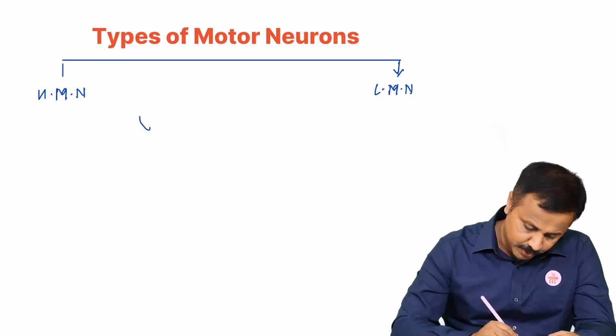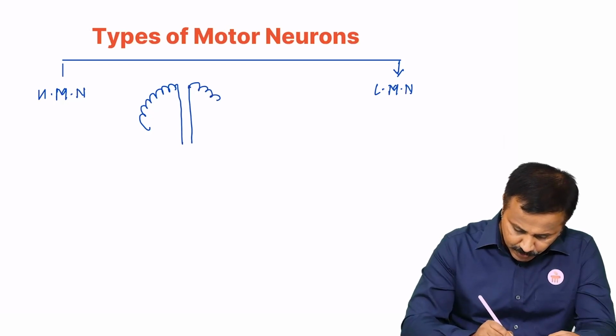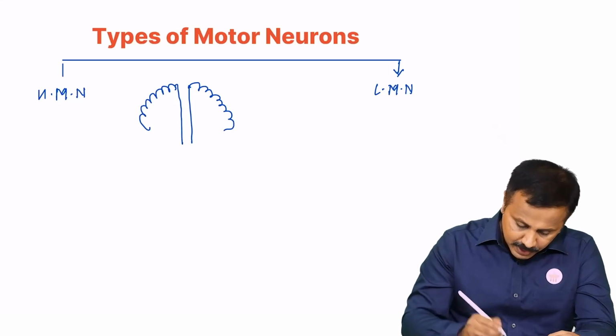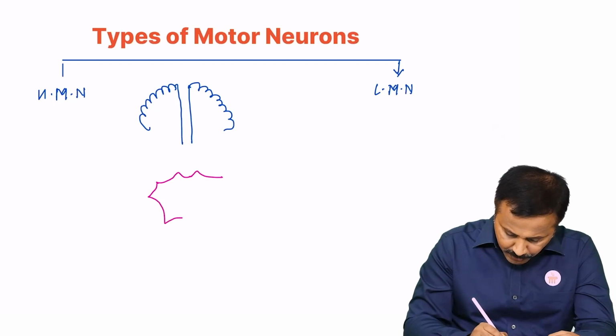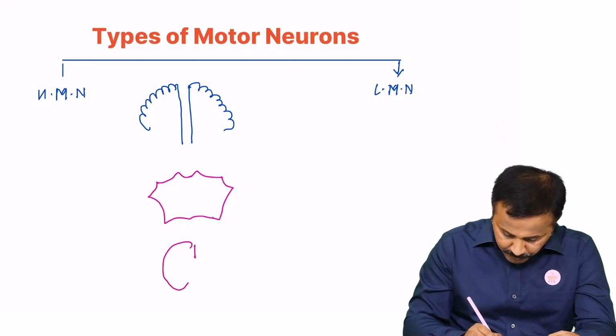Now, let's try to draw the cerebral hemisphere. Let's imagine this is the cerebral hemisphere of one side. So here we have the cerebral hemisphere of the other side. Then let's say we have the part of brainstem, and then we have the spinal cord.